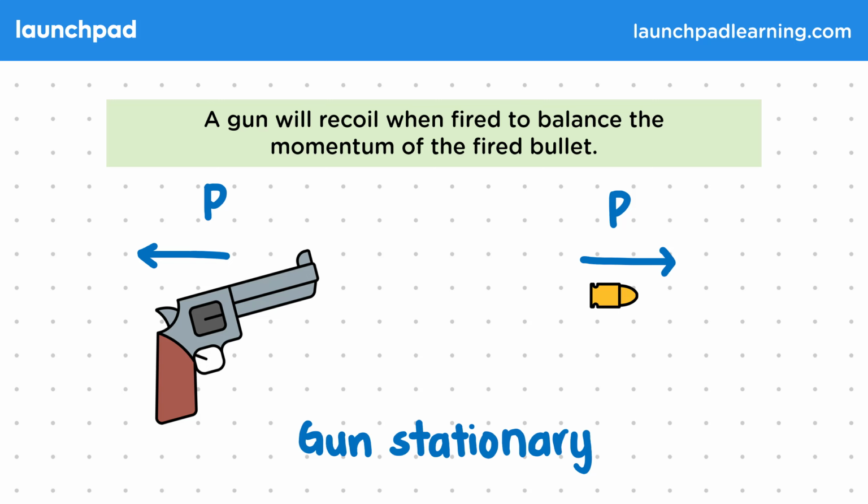But remember that we initially had no momentum, so we can't now have a total momentum of P in the system. This is why the gun recoils and moves backwards, so it can have the same momentum P, but in the opposite direction. These momentum vectors are equal and opposite, so they would add to give a total of 0. Thus, the momentum of the system is conserved after the explosion.